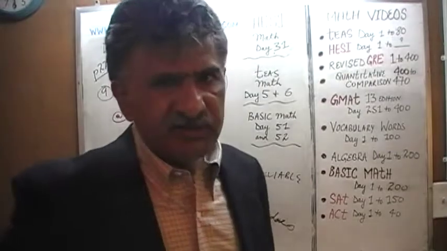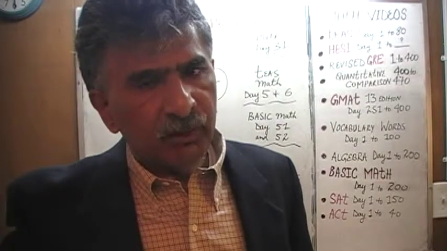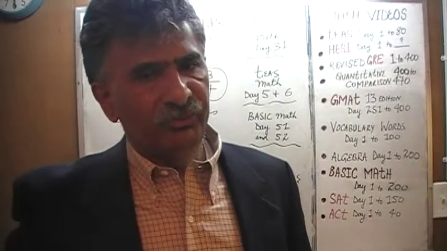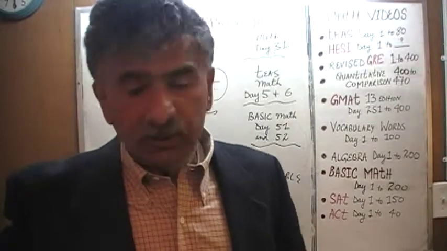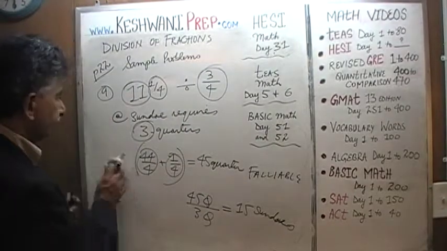Why can we make 15 sundaes? Because we have 45 quarter cups, and each sundae requires 3 quarters. 45 divided by 3 is 15. Let's do it out in an academic way, shall we? Let's do it out in a nerdy way.